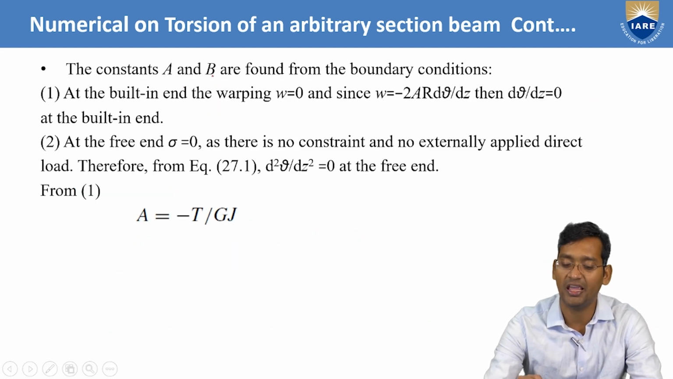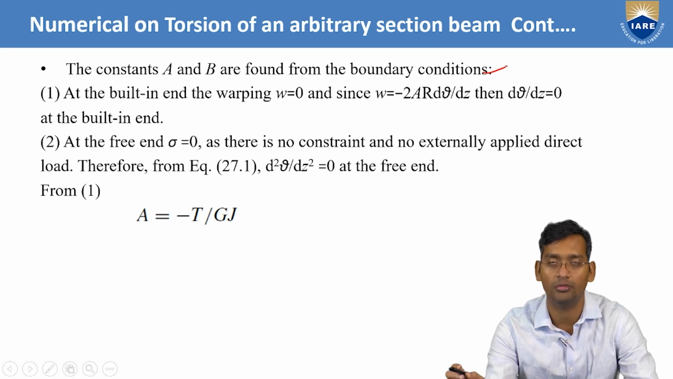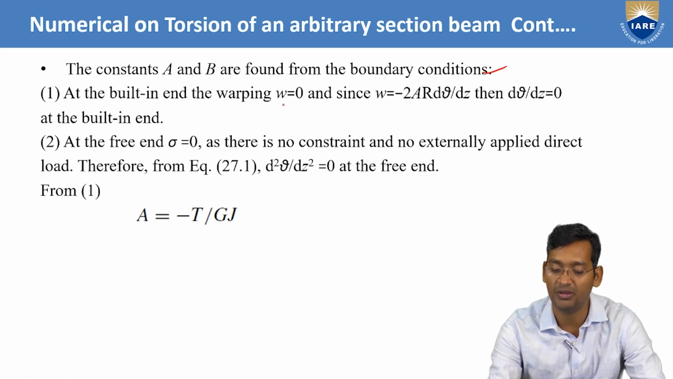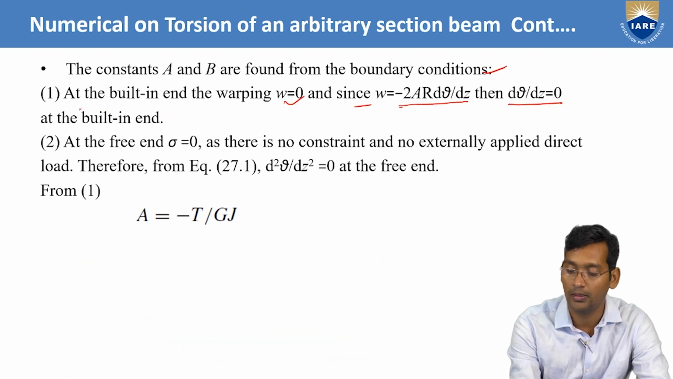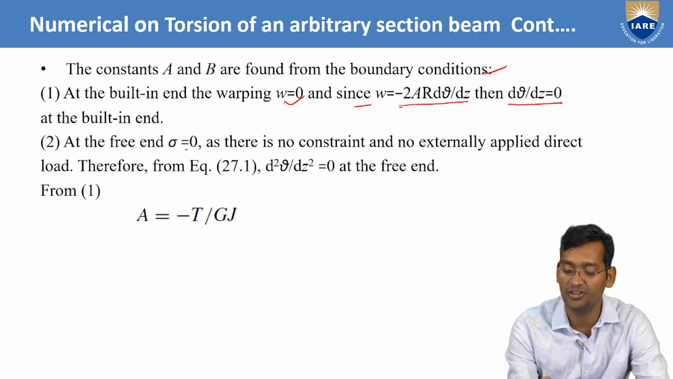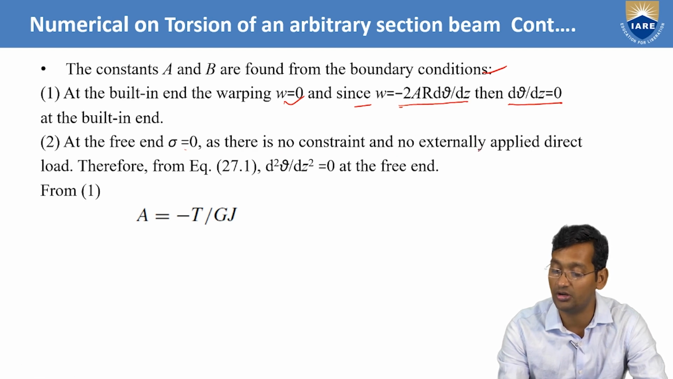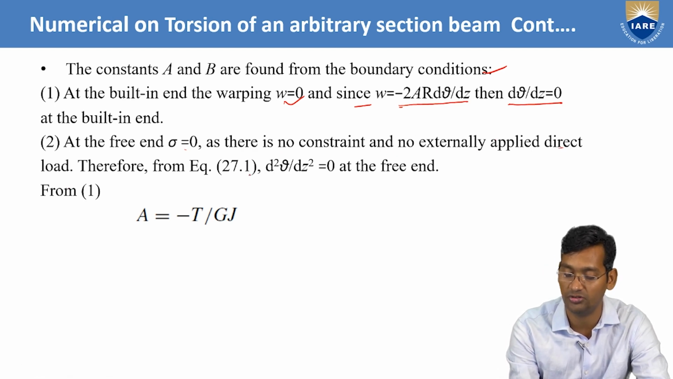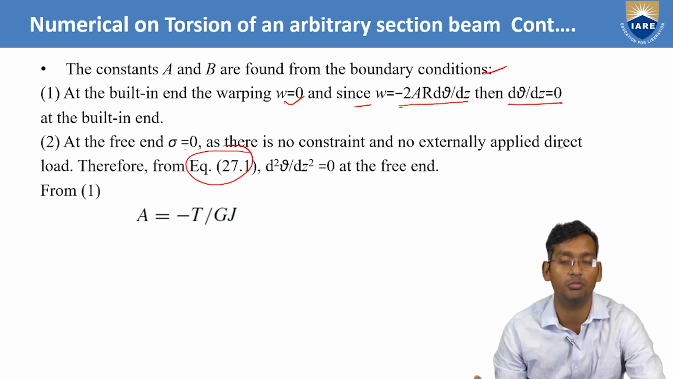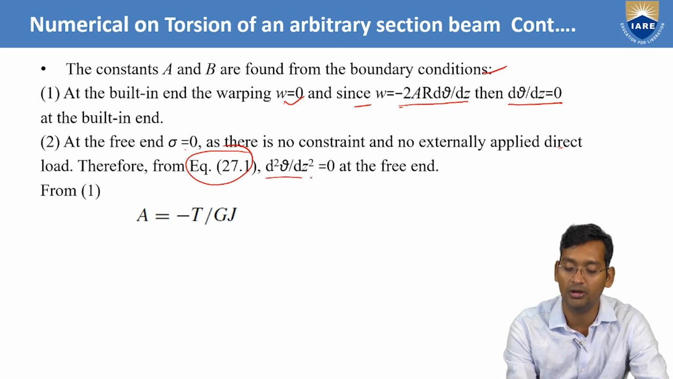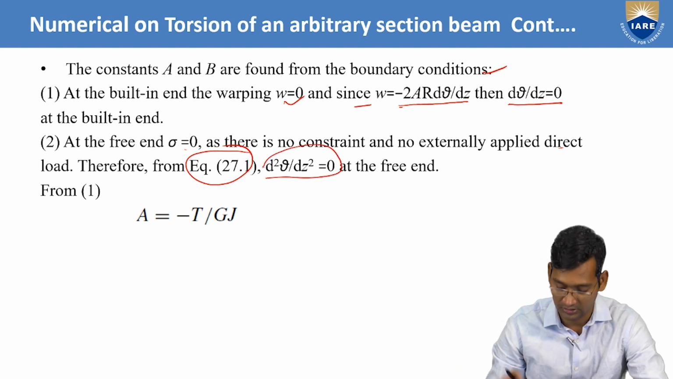Here the constants A and B are found from the boundary conditions. At the built-in end, the warping w is 0, since w equals minus 2AR d theta by dz, which we already saw is the formula, so d theta by dz is 0. So this term is 0 for the first condition at the built-in end. At the free end, sigma is 0 as there is no constraint and no externally applied direct load, therefore from equation 27.1, which is from chapter number 27, d2 theta by dz square is 0 at the free end.